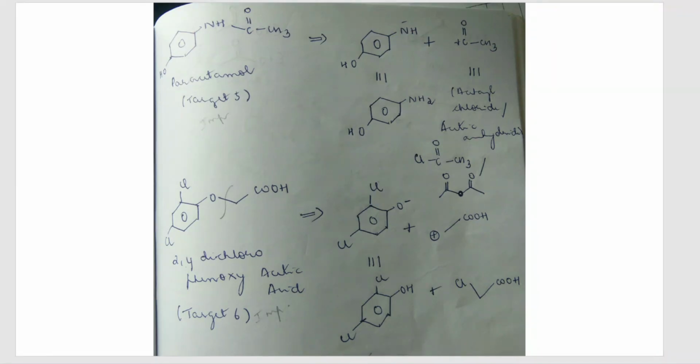Okay. Next, two more examples for you, two more target molecules. Here, first target molecule 5 is paracetamol. Now, see here, by now you will have an idea of where to disconnect, and where if you disconnect, you will get a feasible reaction. So, here, if I disconnect it, what will I get? What are the two synthons that I get? One is here, nitrogen will have minus charge, here the carbon will get plus charge, because here nitrogen is more electronegative compared to carbon.